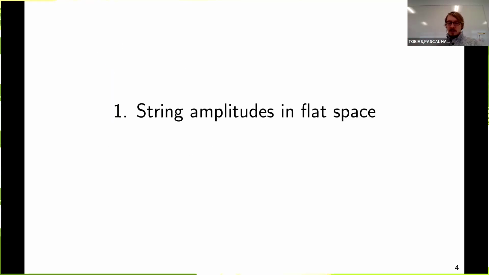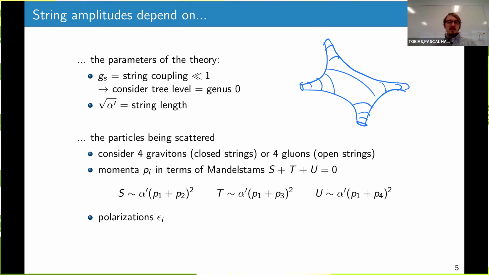So let's start with flat space. First we have to talk about what string amplitudes depend on. They depend on many things, like the parameters of the theory. We will take the string coupling to be small, so we will talk only about tree level or genus 0 amplitudes here. Also the string length, square root of alpha prime. And they also, of course, depend on the particles being scattered. So we will consider the 4 graviton amplitude for closed strings or 4 gluon amplitudes for open strings.